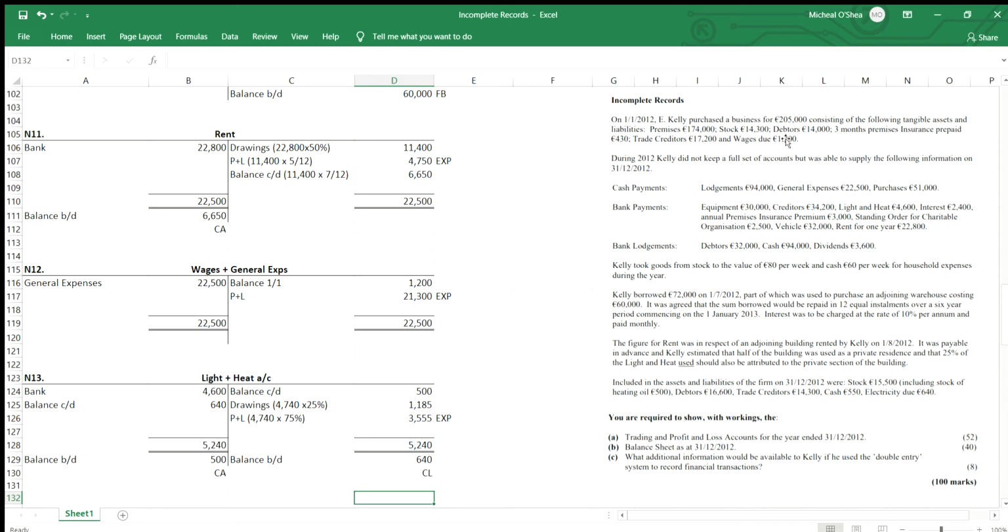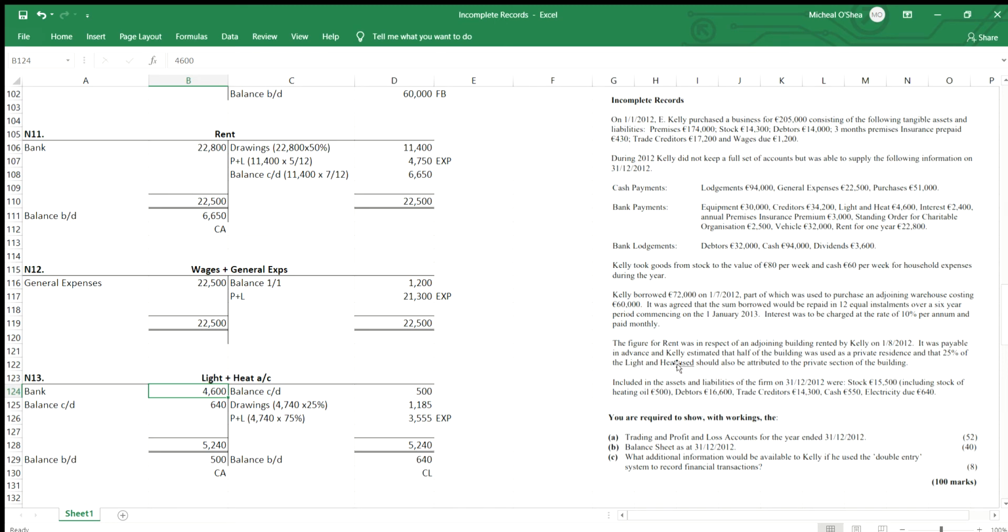For my light and heat, I have nothing at the beginning of the year. Usually there is. I have light and heat here that I again paid out of my bank, credit side of my bank, debit side here, 4,600. Okay. After that, I am going to have to go down. I have a little story here about how much of it was private or not. But it says here that 25% of the light and heat used this year is going to the private section.